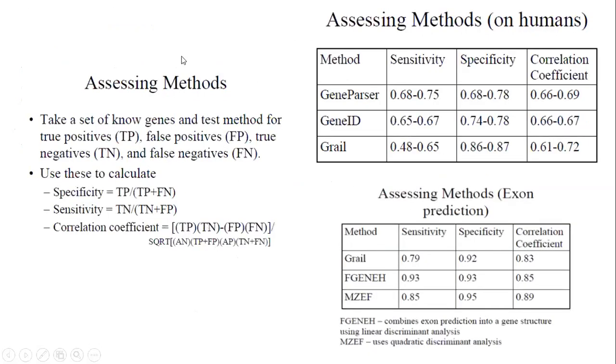And one more importantly, each algorithm will have a parameter. Either it's a true positive, true negative, false positive or false negative. Based on that, algorithm specificity, sensitivity, and correlation coefficient can be generated. A score will be generated for each algorithm. The best score, when you are looking for an exon prediction, you can pick that method. You can use that method.